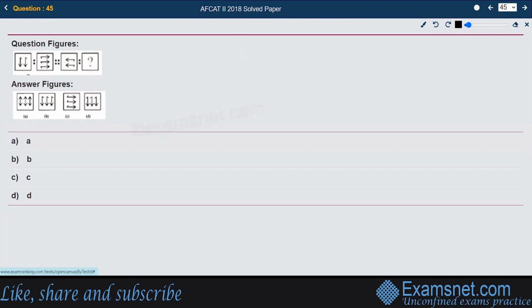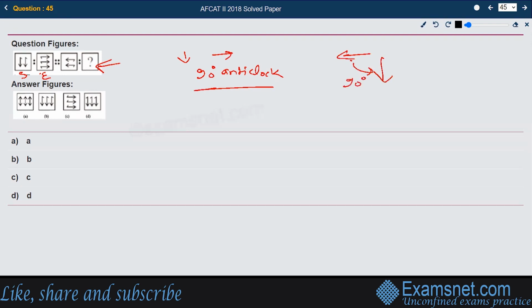Okay, 45. What's happening? We have to find out what should be replaced in the question mark. What is happening is, see, the arrows are pointing south, then the arrows started pointing towards your east. From south to east, we can say they have moved from the first figure to the second figure as a 90-degree anti-clockwise movement of the arrow. So we have to make the arrow movement from here 90 degrees anti-clockwise. So this has to be down. This is the 90-degree anti-clockwise movement. So the arrow should start pointing towards the downside, or the south side rather.